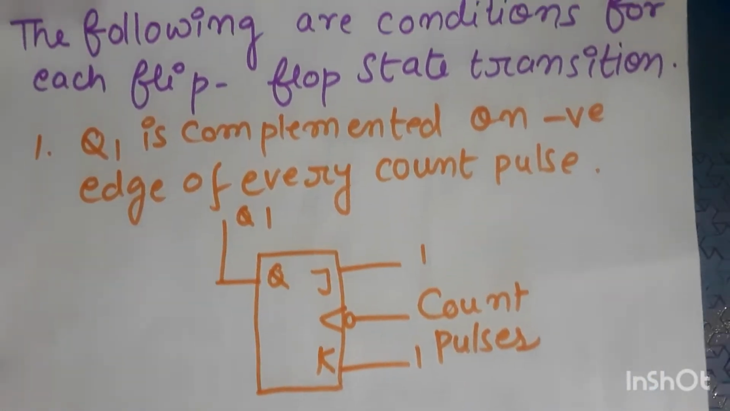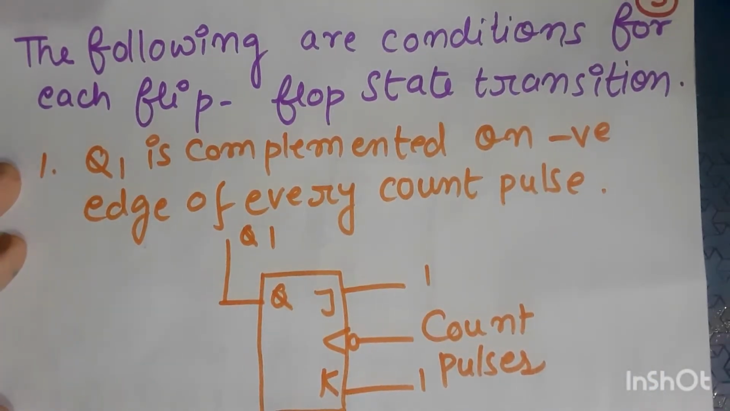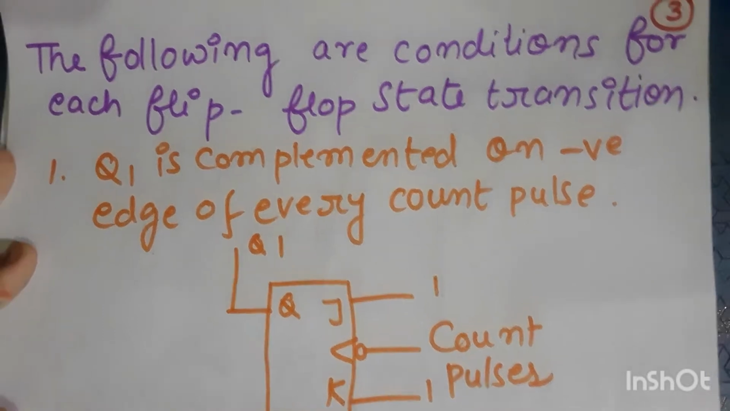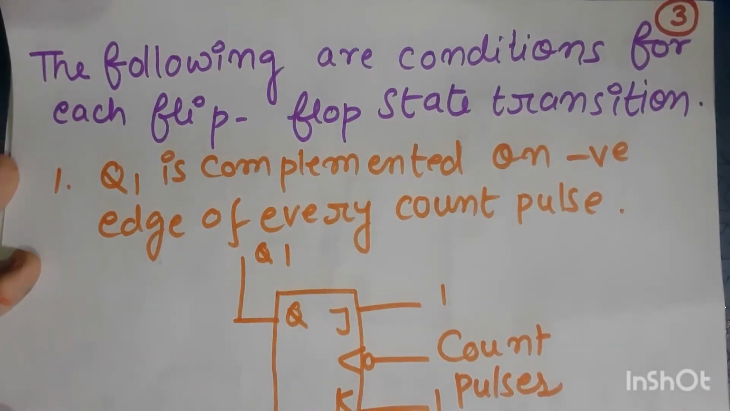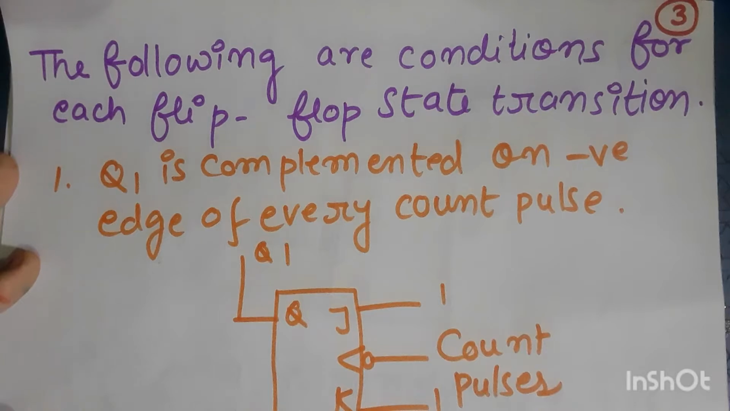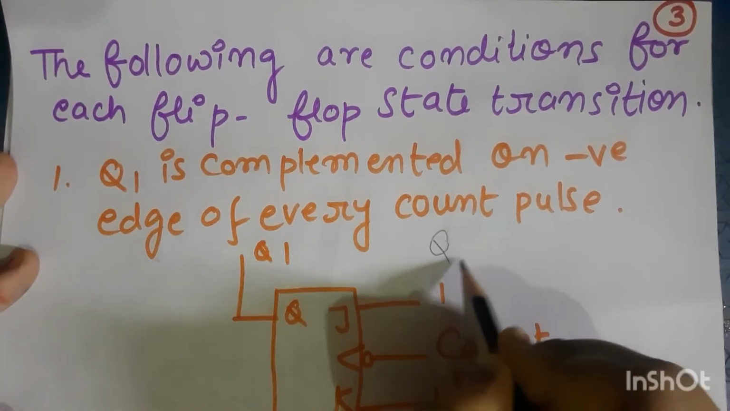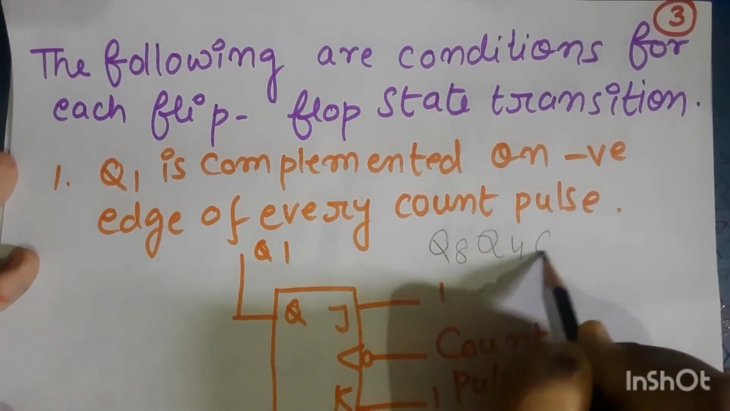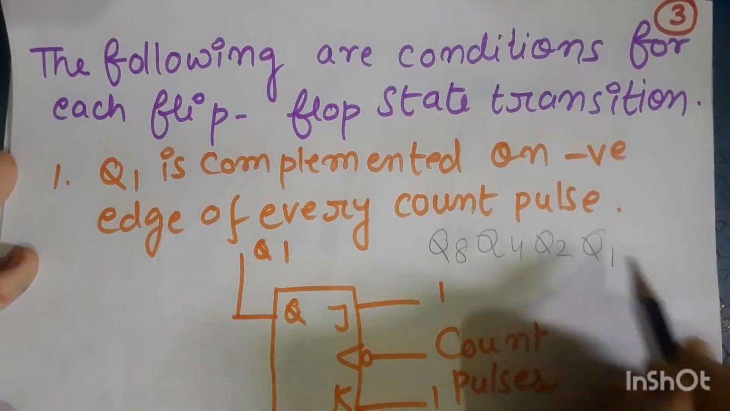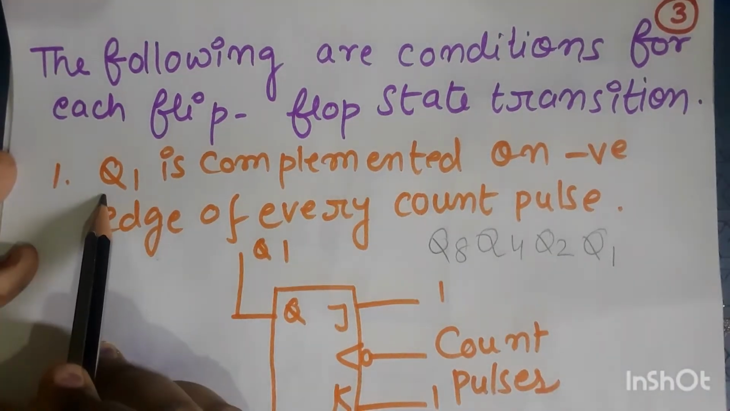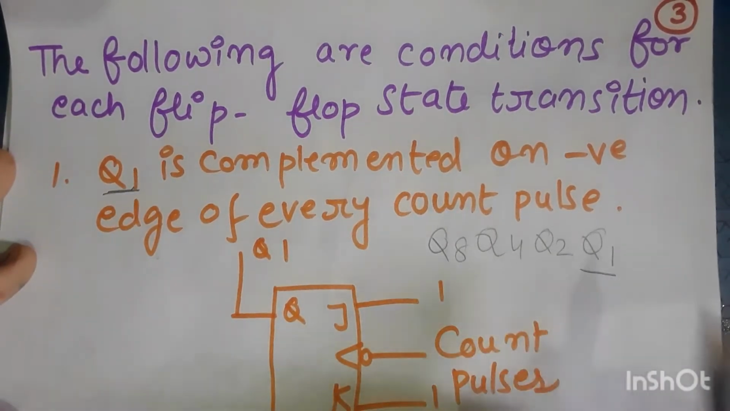Now, in order to design the decade or BCD ripple counter, a few conditions of the flip-flop transition we need to consider. So, the following are the conditions for each flip-flop state transition. Now, we have 4 bits. So, what would be the weights? Q8, Q4, Q2, Q1. Now, I am talking about Q1, that is the least significant bit.